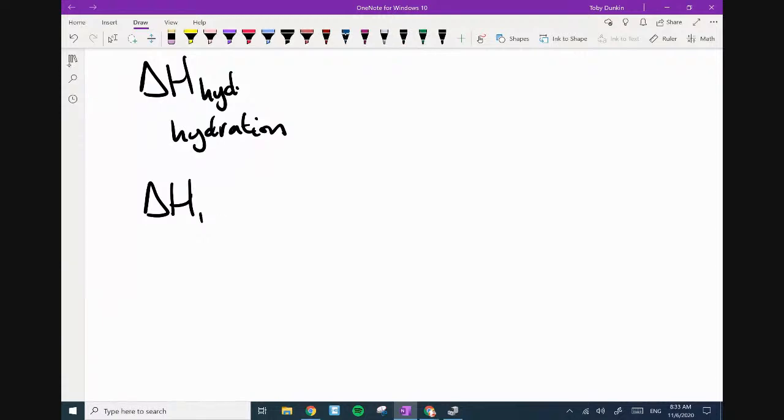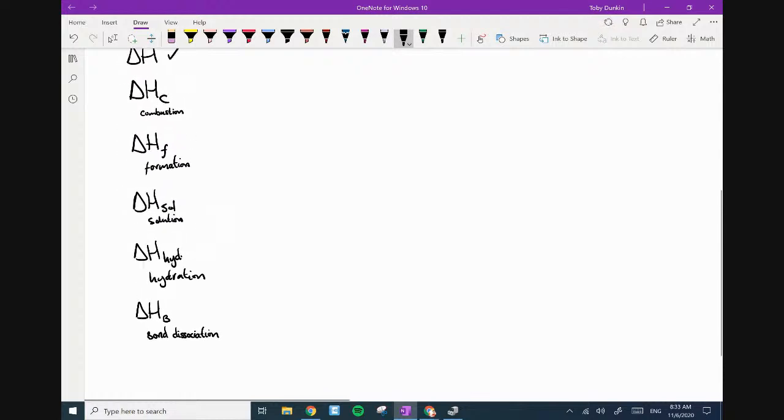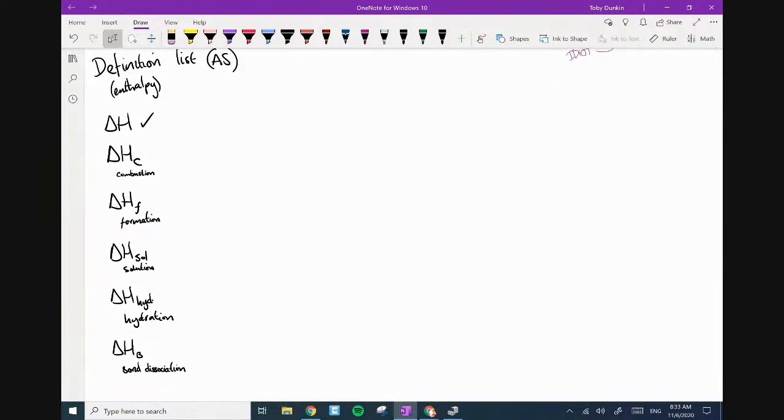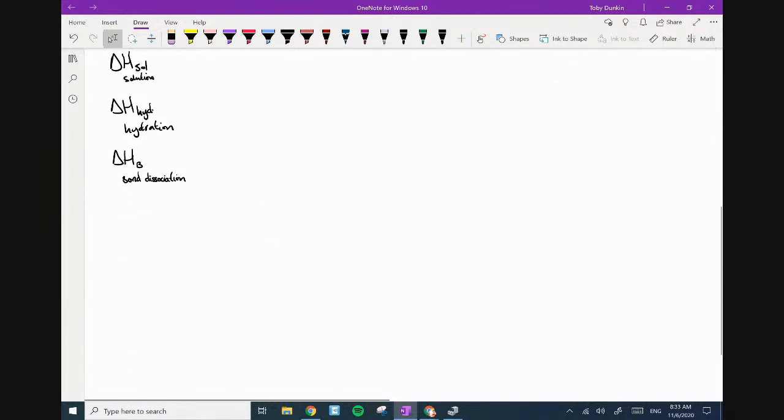I shouldn't really do it. It would just be delta HB as its symbol, and what that translates to is enthalpy of bond dissociation. There we go, bond dissociation. So this covers these. This is your 5 definitions. It's actually 6, of course, because we got the first one. But these are your 6 definitions that you need for AS.